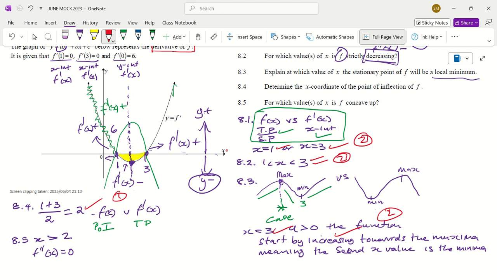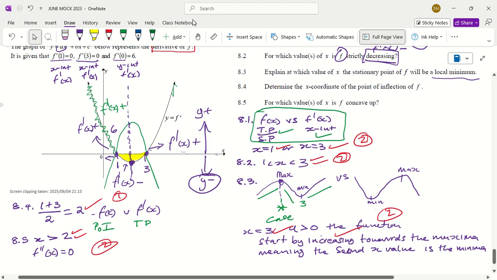And then for which values of x will the function be concave up, you get 2 marks for x is greater than 2, so that is 2 marks. So that is it for question 8. And the last question is question 9, which is the application of calculus and is optimization.